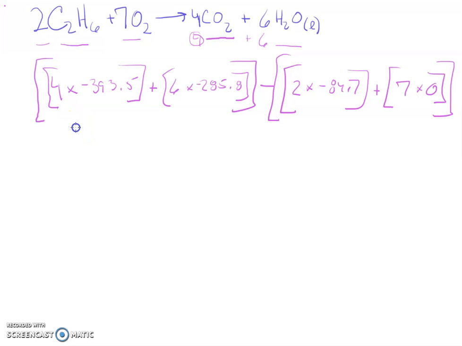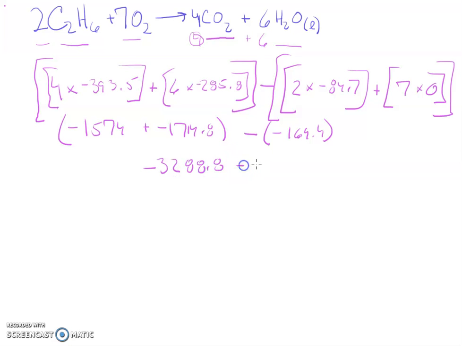4 times this is negative 1574. I'm going to add that to the product of these numbers, which is negative 1714.8. And then I'm going to subtract from that 2 times negative 84.7, which is negative 169.4. So then I add these numbers, I get negative 3288.8, and I subtract negative 169.4, which is the same as adding it, and I get negative 3119.4 kilojoules.